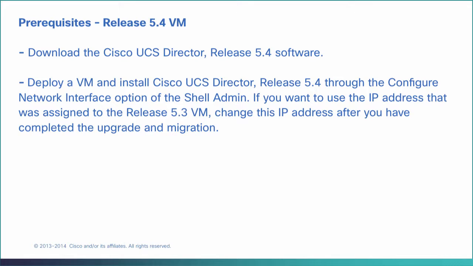Prerequisites, Release 5.4 VM. Download the Cisco UCS Director Release 5.4 software. Deploy a VM and install Cisco UCS Director Release 5.4 through the Configure Network Interface option of the shell admin. If you want to use the IP address that was assigned to the Release 5.3 VM, change this IP address after you've completed the upgrade and migration.